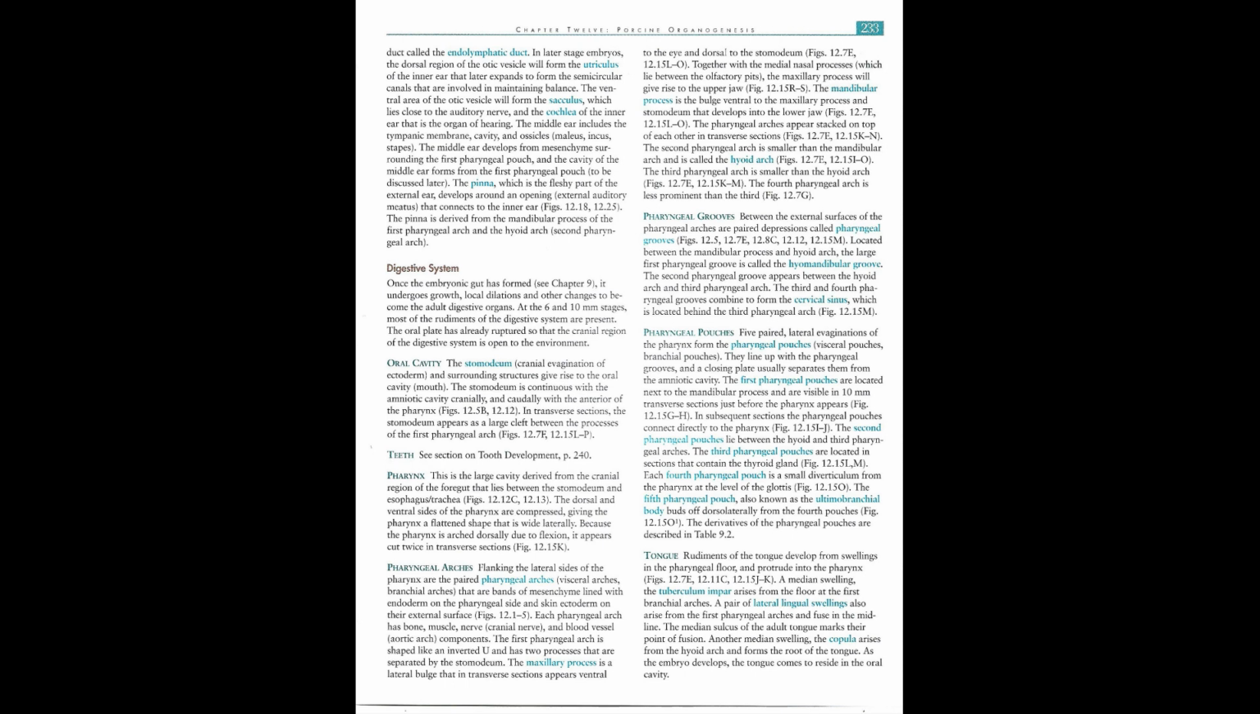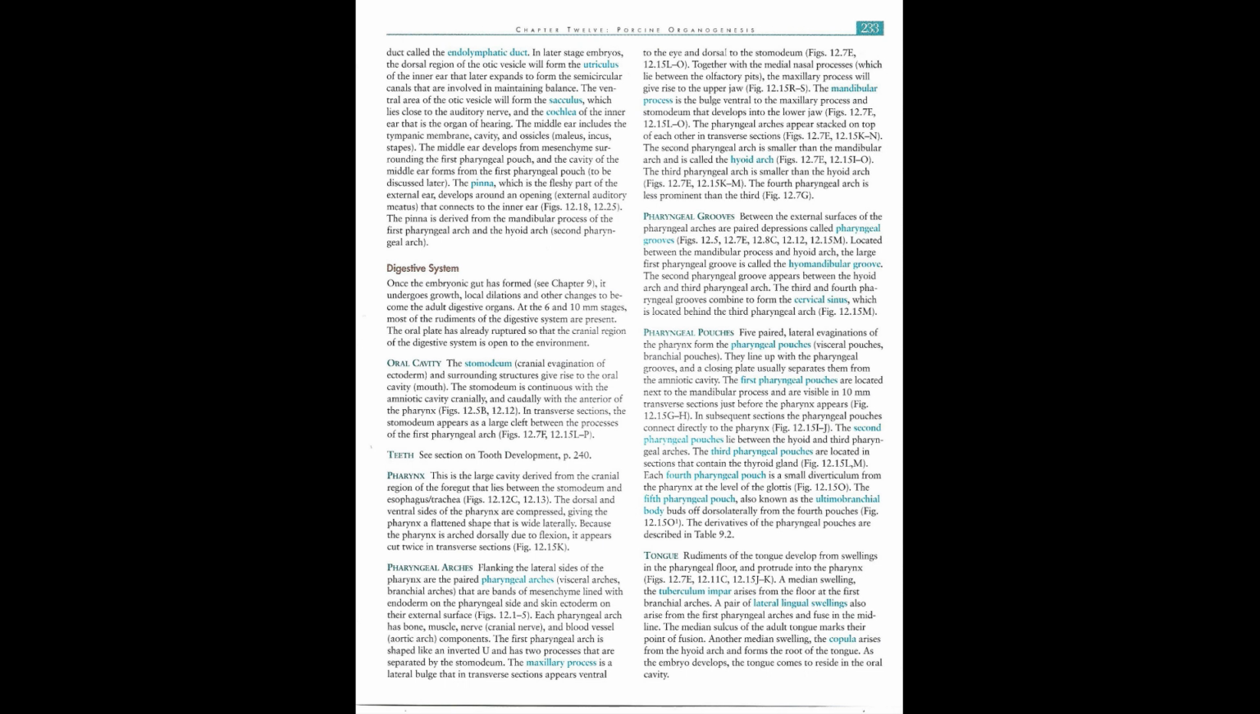Pharyngeal pouches. Paired, lateral evaginations of the pharynx form the pharyngeal pouches, visceral pouches, branchial pouches. They line up with the pharyngeal grooves, and a closing plate usually separates them from the amniotic cavity. The first pharyngeal pouches are located next to the mandibular process and are visible in 10 mm transverse sections just before the pharynx appears, Fig 12.15 GH. In subsequent sections the pharyngeal pouches connect directly to the pharynx, Fig.